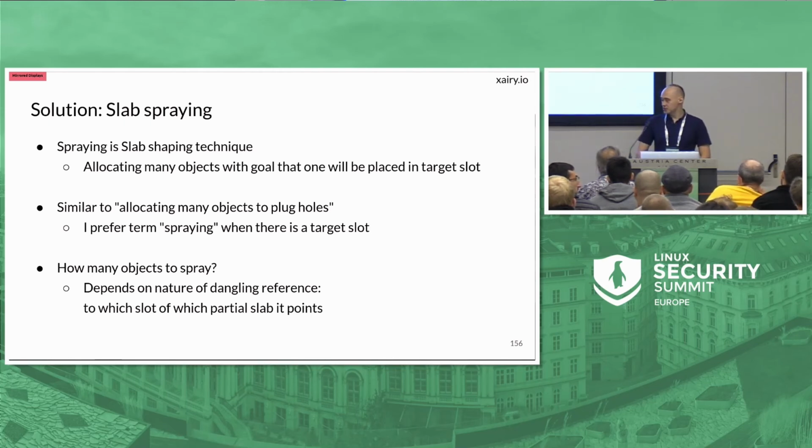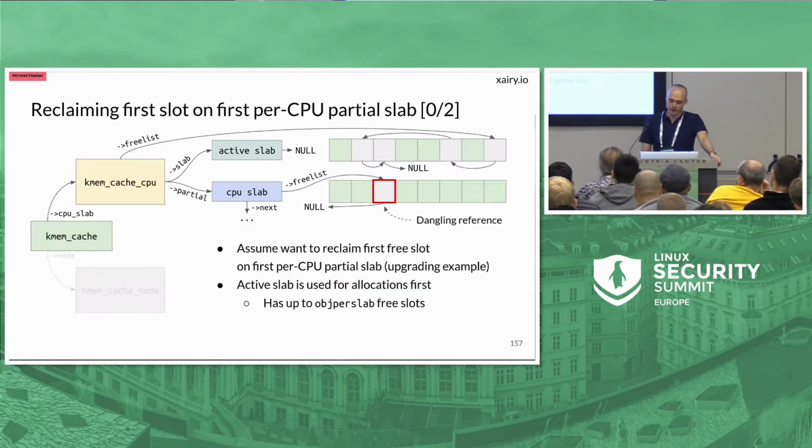So the idea itself is similar to the case when we just allocate many objects to plug holes. But I prefer the term spraying when you have some kind of a slot that you're trying to override, trying to target. With plugging holes, you have many holes, and with this case, you have a particular slot. But the idea is the same. The only question is how many objects do you need to spray, and this depends on where exactly your free slot is, to which slab exactly it belongs on the lists. So let's assume this case. Let's assume we managed to upgrade our out of bounds to use after free, and let's assume we got the first slot on the per CPU partial slab.